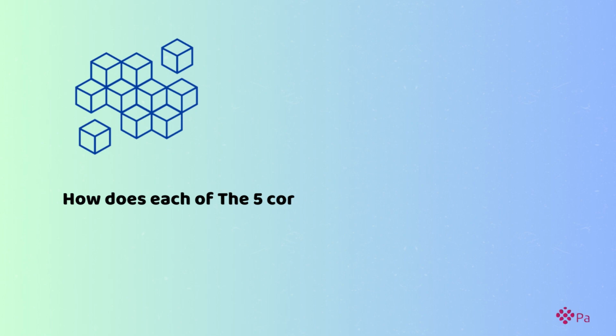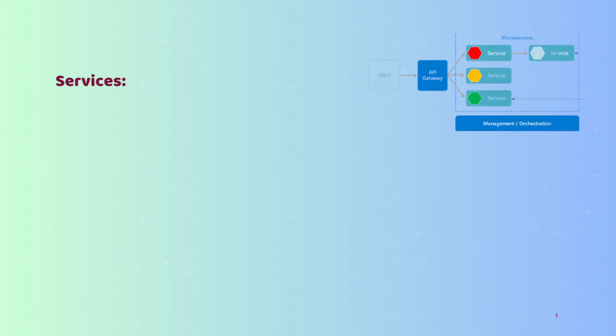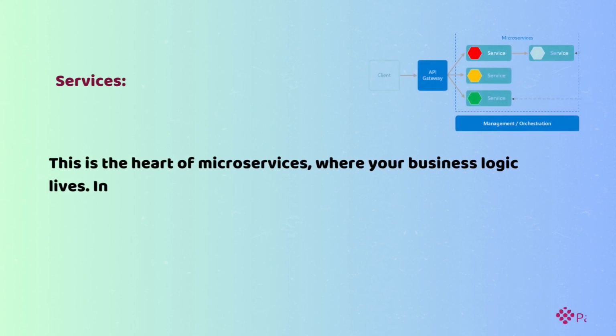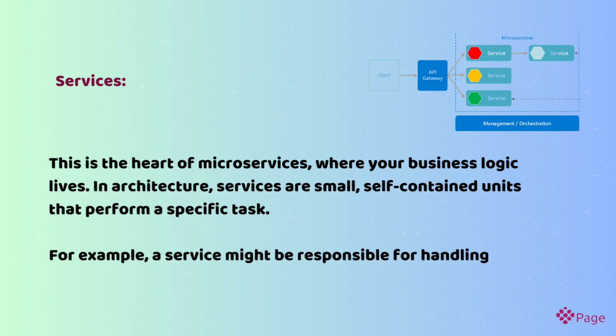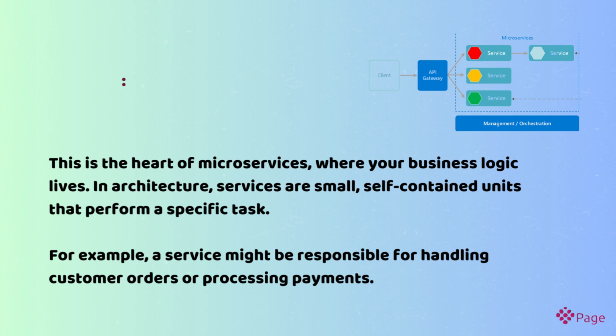How does each of the 5 core components of microservices architecture work? Services. This is the heart of microservices, where your business logic lives. In architecture, services are small, self-contained units that perform a specific task. For example, a service might be responsible for handling customer orders or processing payments.